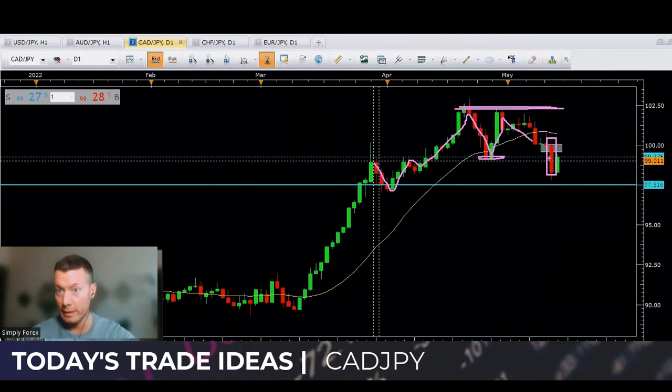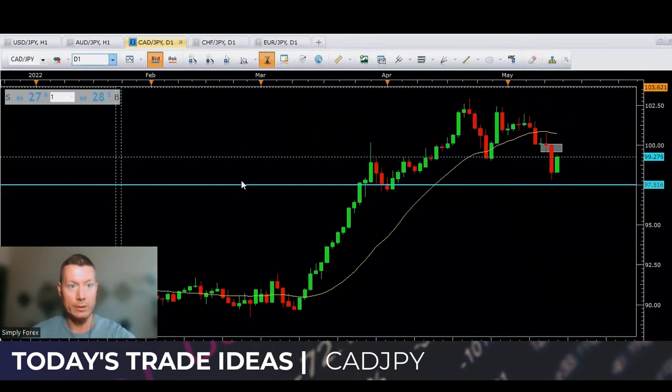All right, and sure enough, it does. Yeah, it breaks this low, very bullish candle. I just want to take price back down to these lows here. All right, okay, so let's look at H1 for execution.